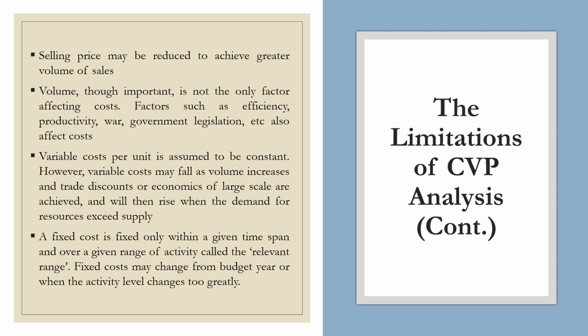And then, last but not least, fixed cost is fixed only within a given time span and over a given range of activity, called the relevant range. So fixed cost may change from one budget year to the next, or when the activity level changes too greatly. So it does not permanently remain fixed. So these are the limitations of the CVP analysis.